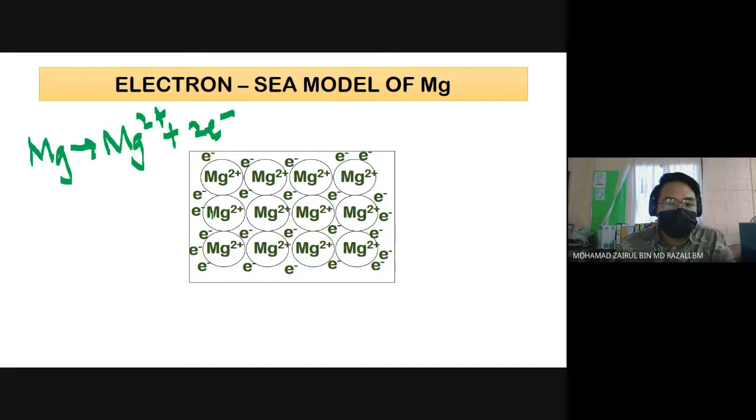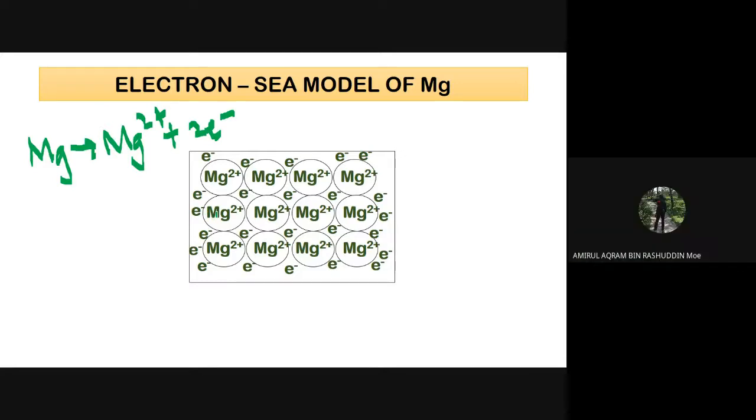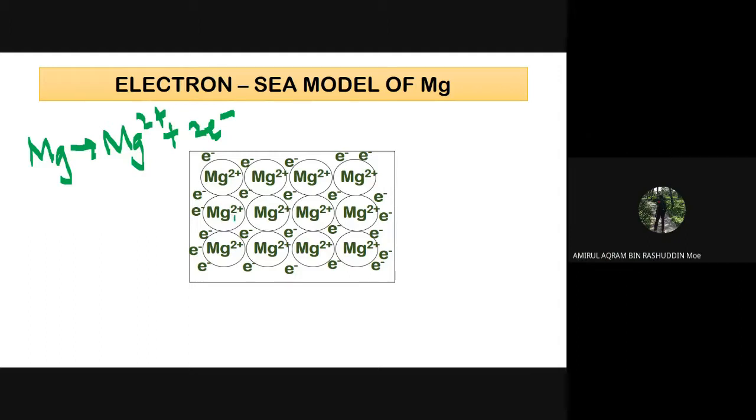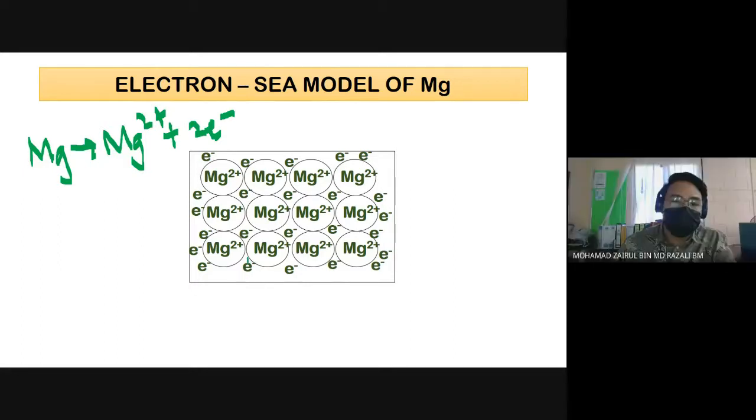Ada apa-apa soalan tak setakat ni? Saya nak tanya boleh Sir? Boleh. Tanya. Tadi yang elektron tu dia tak semestinya datang daripada magnesium tu kan saya cakap tadi. Dia tak sengaja datang daripada Mg tu, tapi just for the sake of the ELECTRON-SEA model, sebab awak kena bilangan dia tally lah.